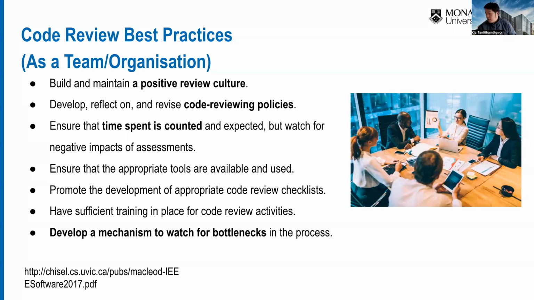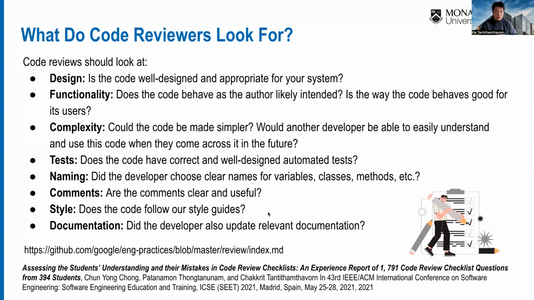For example, what is a wrong checklist item? Is this code complex or not? You know, we don't need to do the code review to check the complexity. Just run the cyclomatic complexity and identify the threshold. We don't need to do that. We should use humans to make better use of humans, right? And we should develop a mechanism to watch for bottlenecks in the process as well, okay?